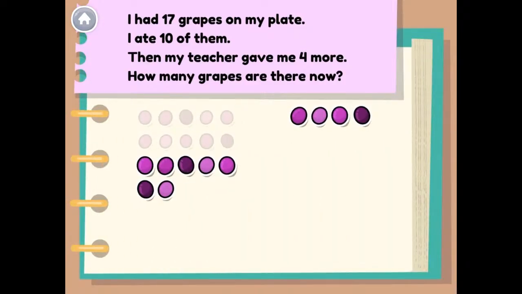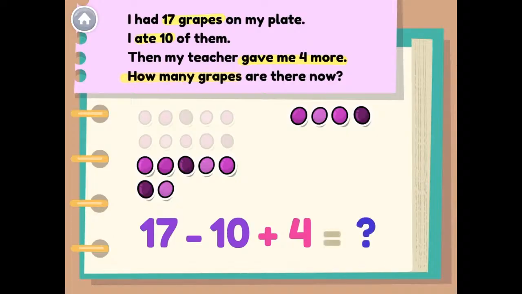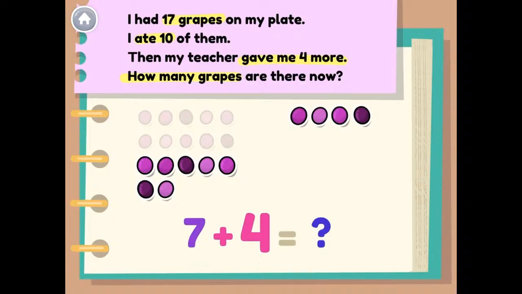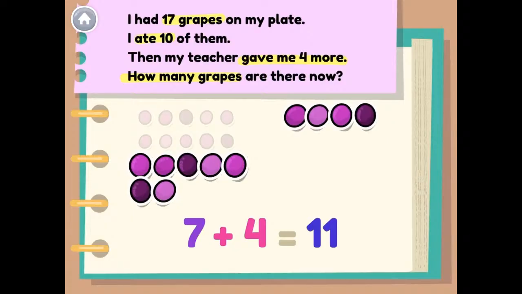Let's write an equation. I started with 17 grapes. Then I ate 10. And then my teacher gave me 4 more. How many grapes are there now? Let's solve for the question mark. 17 minus 10 is 7. And 7 plus 4 is 11. There are 11 grapes total now. Mmm.